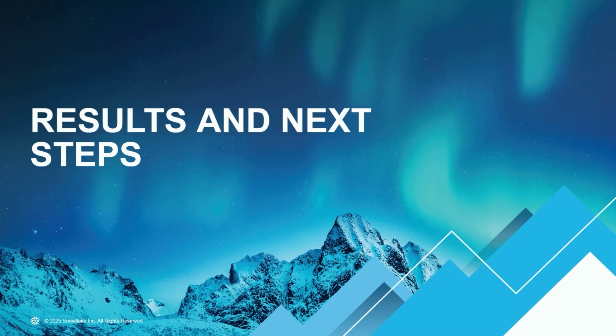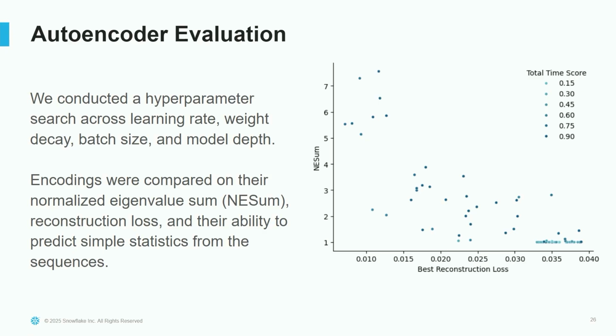So what happened? What are some of the results here? So we conducted a hyperparameter search across a couple different dimensions like learning rate, the weight decay, the batch size, and the model depth, experimenting with different sizes for the encodings and different levels of hidden dimensions on the way down that encoder-decoder framework. And then we had a couple different metrics that we were comparing those encodings on because, of course, evaluating some more unsupervised encoding and embedding can be a little difficult. We didn't want to just rely on one metric.